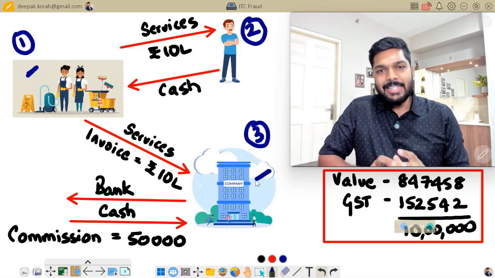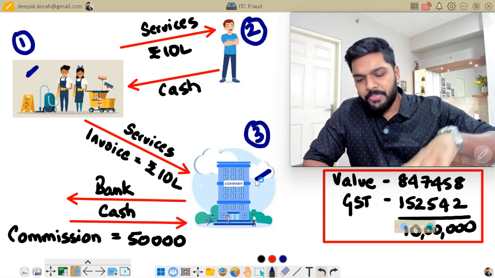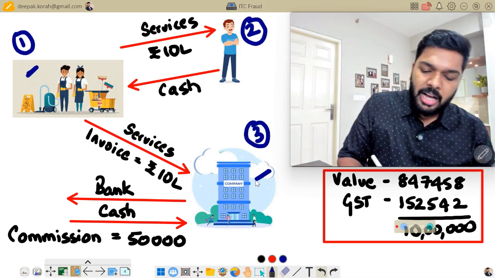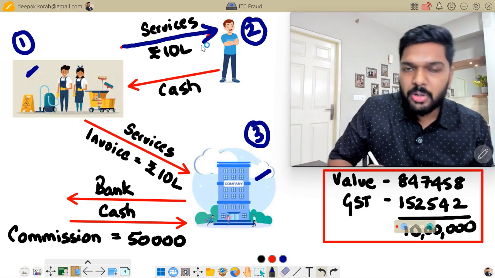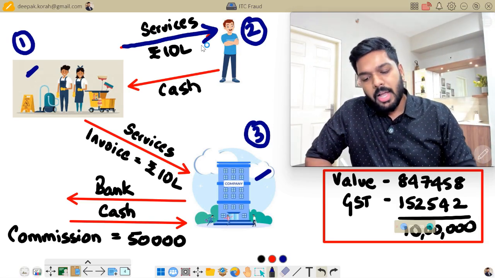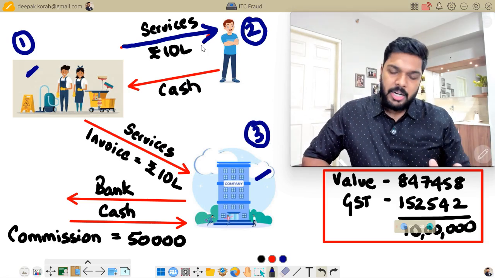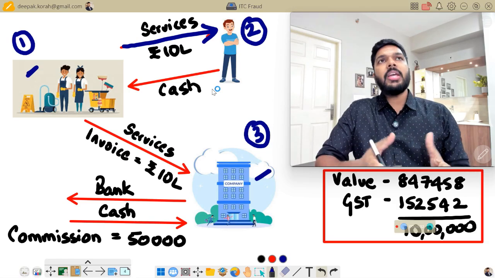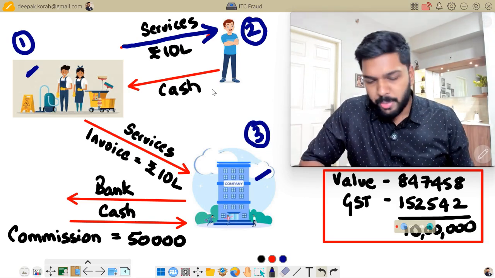They are working in consensus with each other to commit the GST fraud. So in the first transaction, the housekeeping agency is providing housekeeping services to the individual consumer worth rupees 10 lakhs. Once the services have been delivered, work is done, the individual says that now raise an invoice on me.